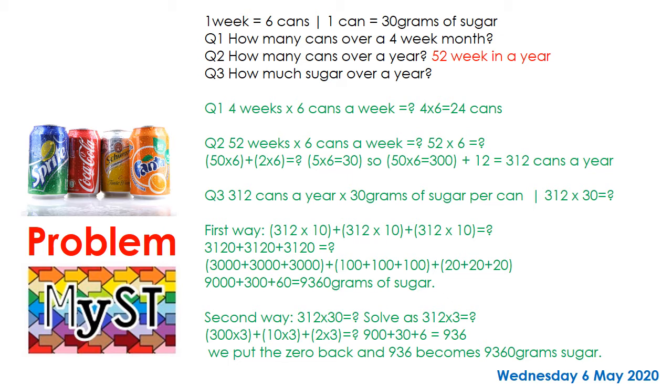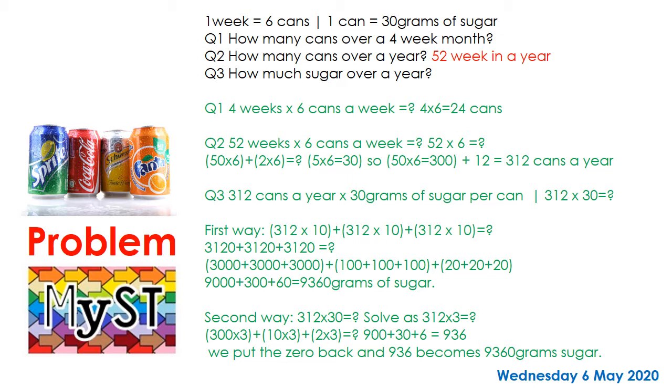A lot of sugar. Here's a second way. 312 times 30. We can remove that 0 that's on the 30, hide it, and again this is called place value shift, and turn the question into 312 times 3. We've changed the question to make it easier. And now we can partition it. 300 times 3 plus 10 times 3 plus 2 times 3. Okay, we hide the zeros, pretend they're not there.